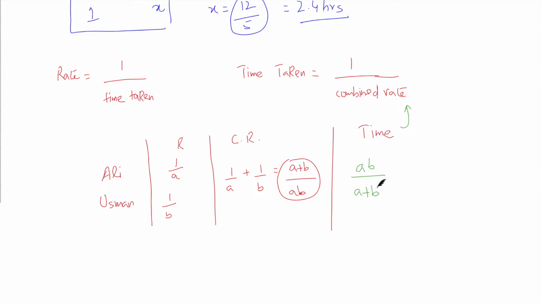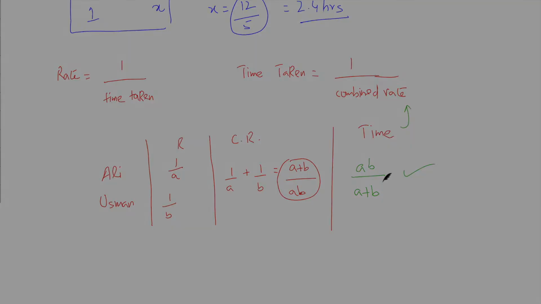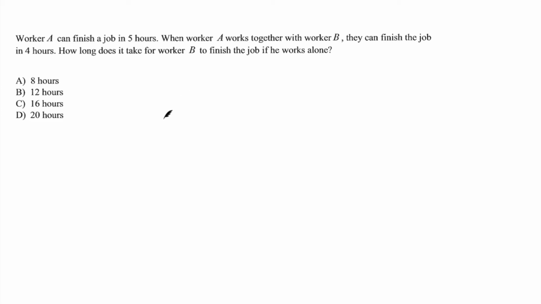These are two things that you need to remember. In the above question, I have done a similar thing. I hope you don't get confused just because I've used variables A, B. This is very important. Please pause the video and absorb this for a while. Thank you guys. Let's apply these formulas on this question. Worker A can finish a job in 5 hours.